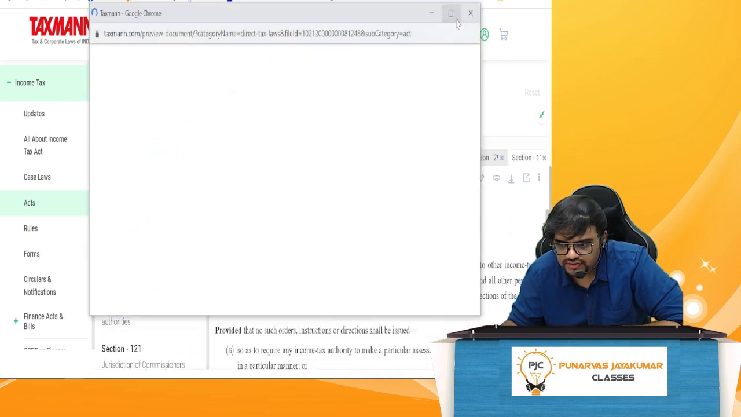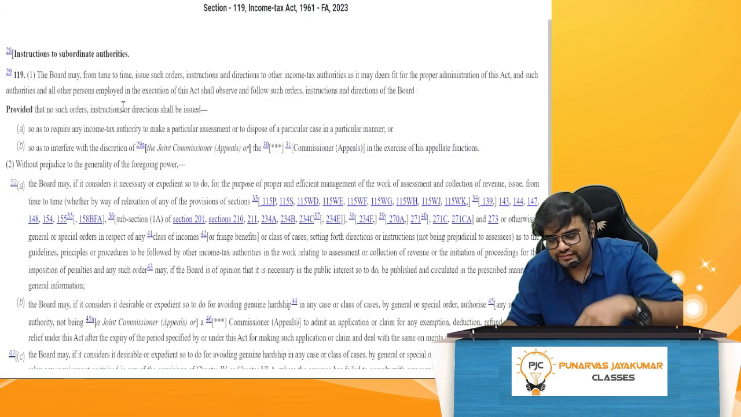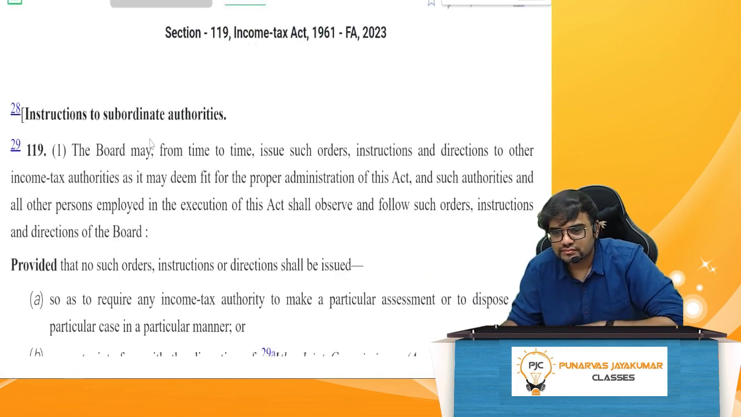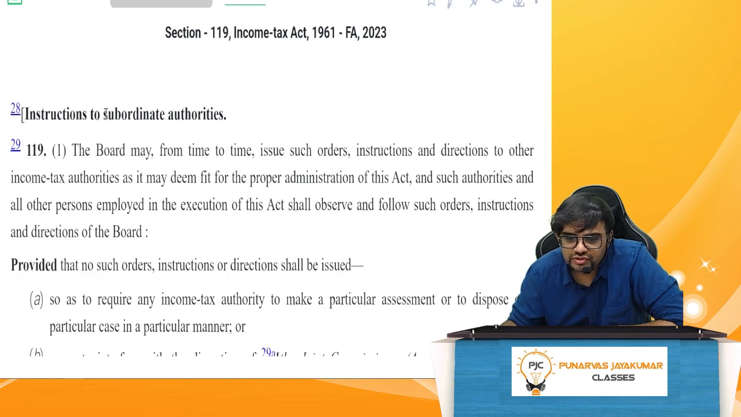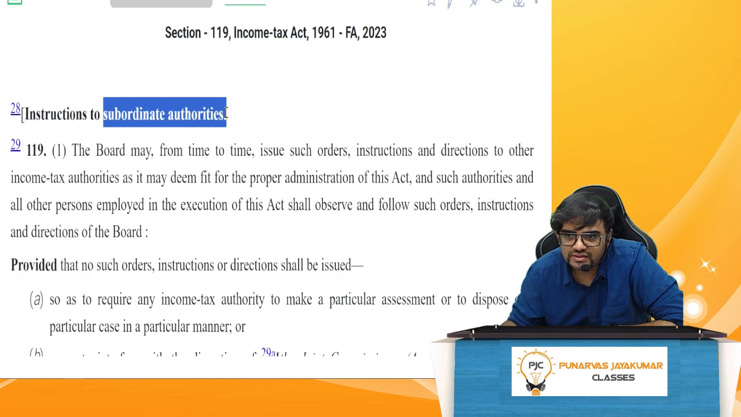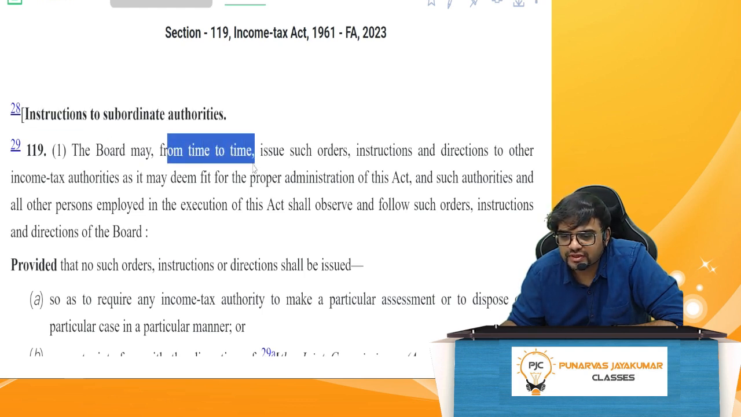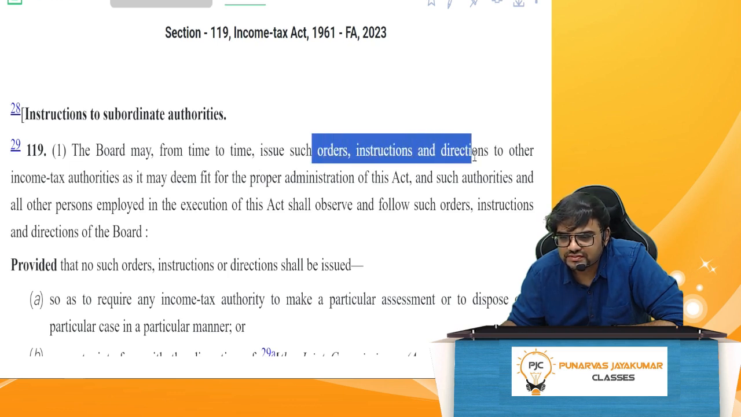See here. There is one section 119. Instructions to subordinate authorities. Under CBDT, who all will be there? Yesterday we saw Chief Commissioner of Income Tax, Commissioner of Income Tax, Joint Commissioner, Assistant Commissioner. If I want to issue certain instructions from time to time, what are they? Orders, instructions, directions. Then they will issue these orders, instructions, directions through something called circulars.